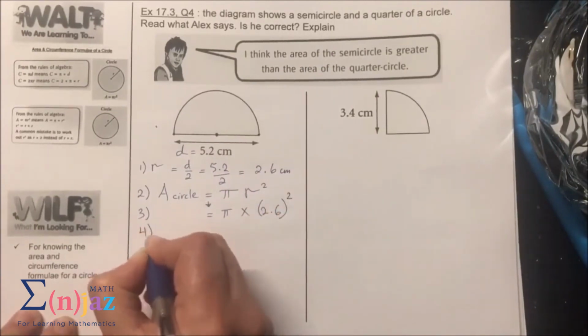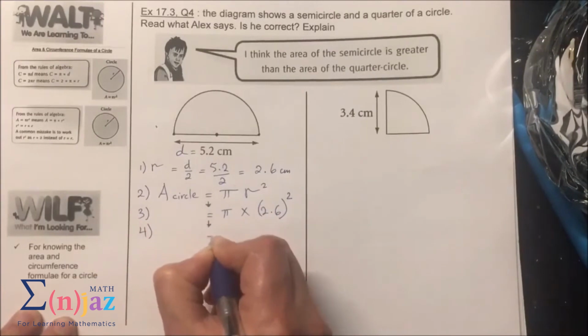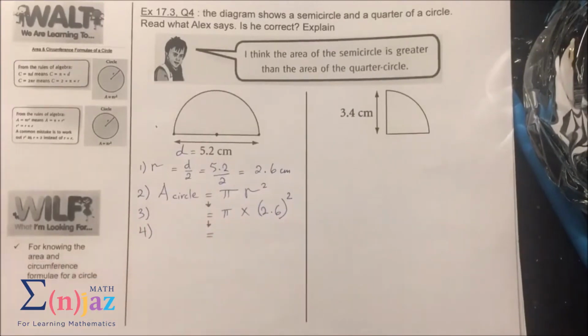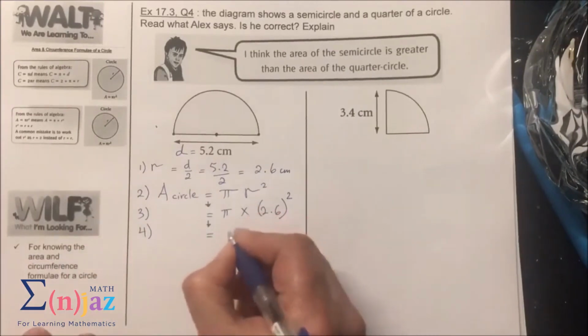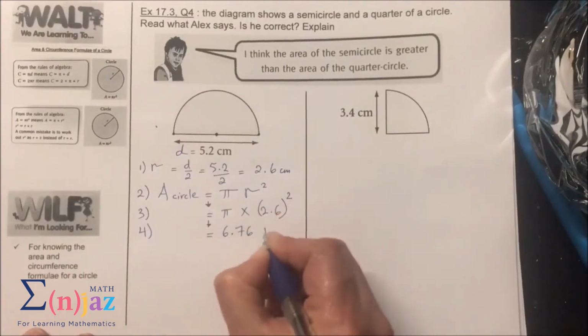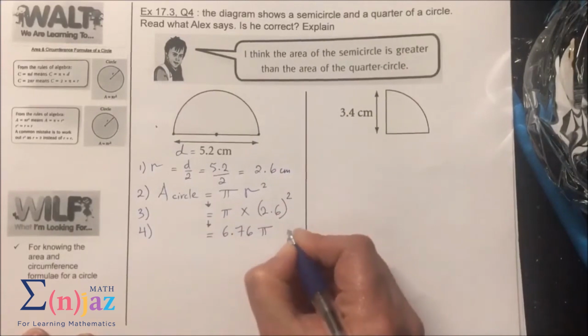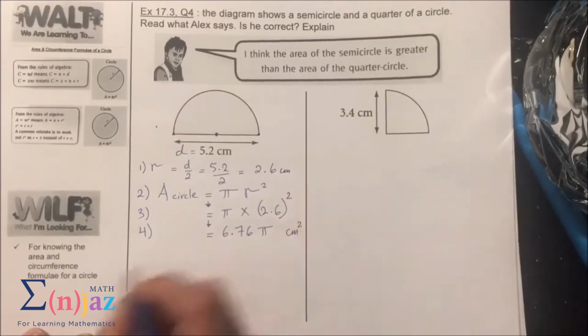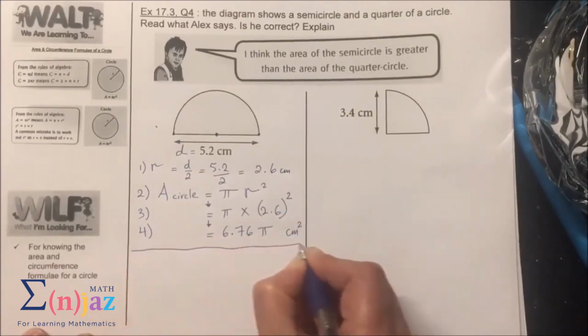Step number 4, we are going to calculate and leave our answer in terms of pi. So the answer will be 6.76 pi, and the measurement unit is centimeter squared for the area.